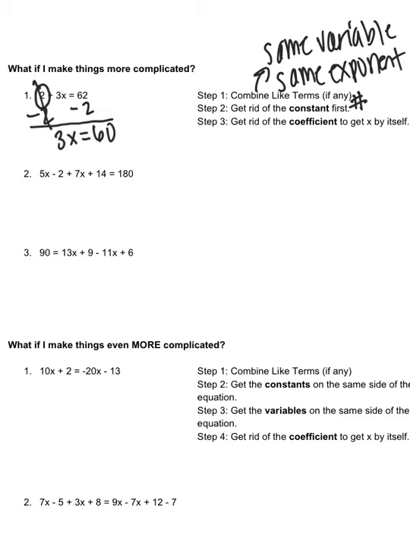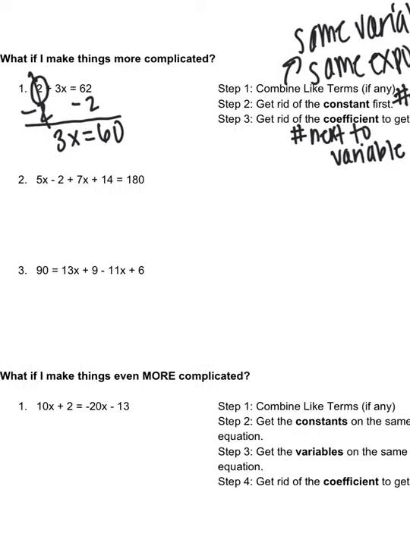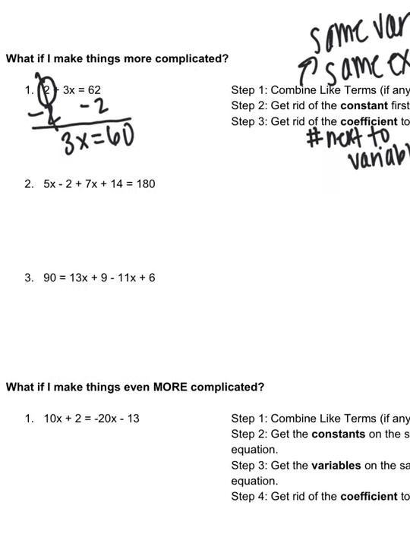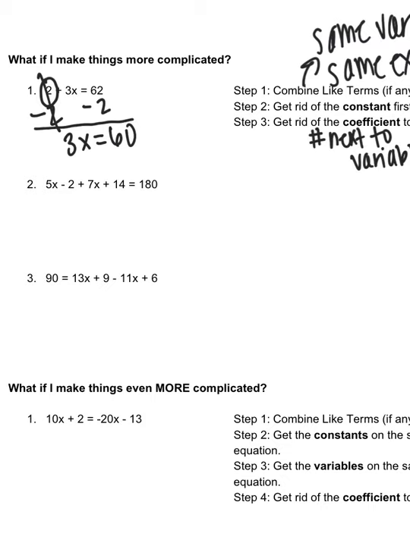Well, remember, a coefficient, and this is just vocab review, is the number next to the variable. Okay, so in this case, that is the 3. And it looks like that 3 is being multiplied by x. So I need to undo that multiplication by dividing. So that's where my inverse operation is coming into play. So I'm going to divide by 3 on both sides.